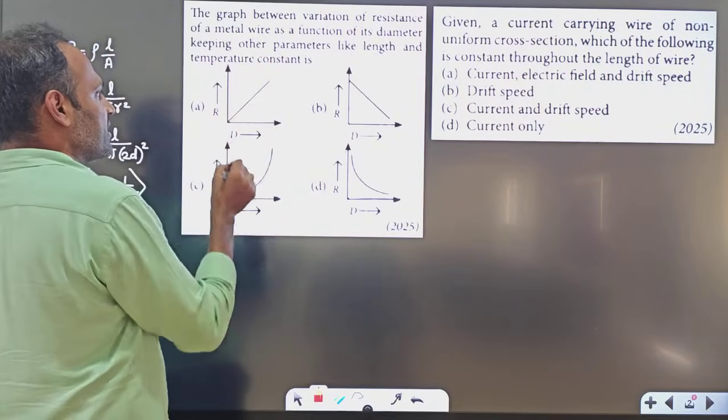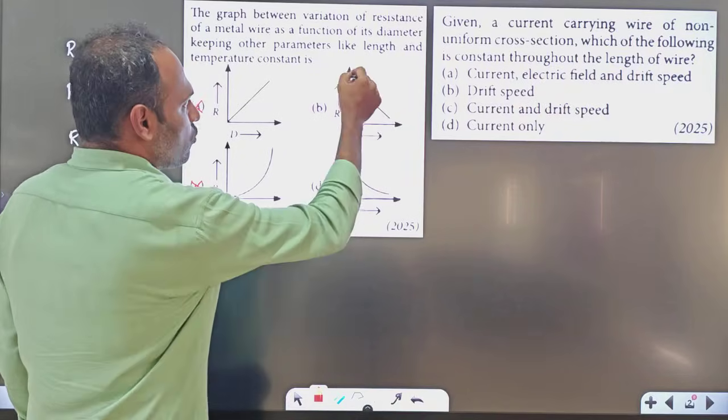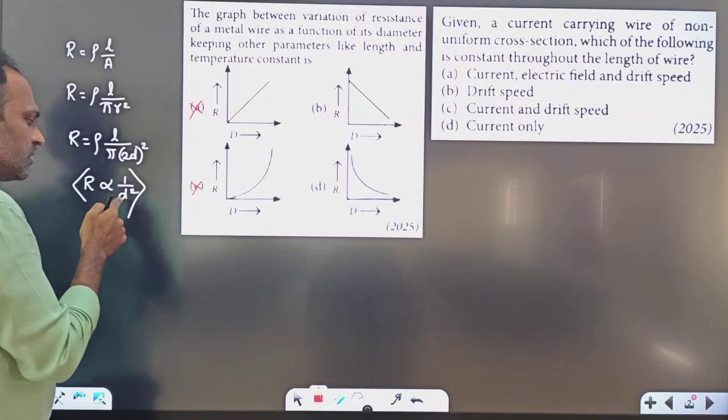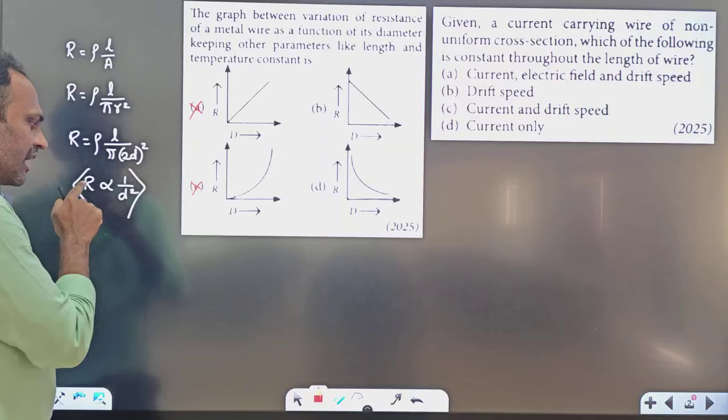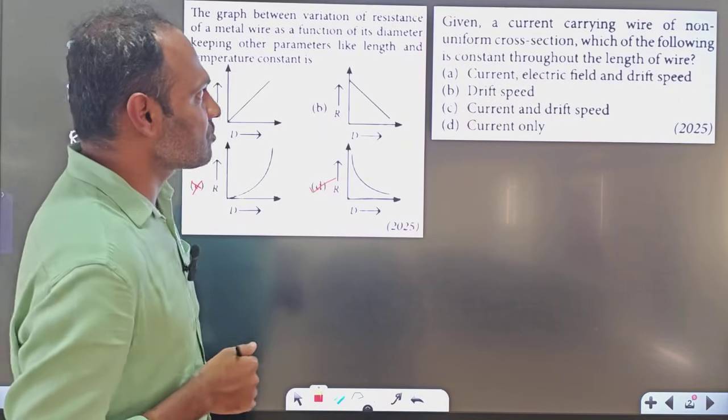Look, these two are increasing graphs, so they are eliminated. Decreasing graphs are two. It would have been a straight line if R were inversely proportional to d, but it is R inversely proportional to d square, so option D is correct. Okay, let us go to the next question.